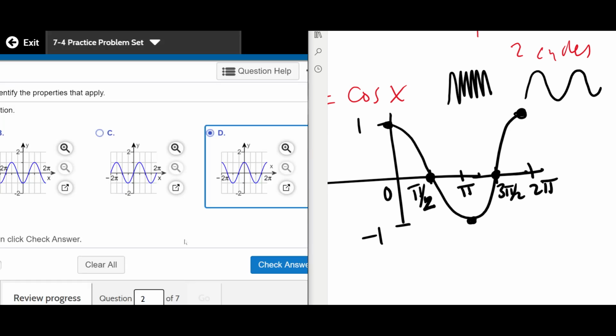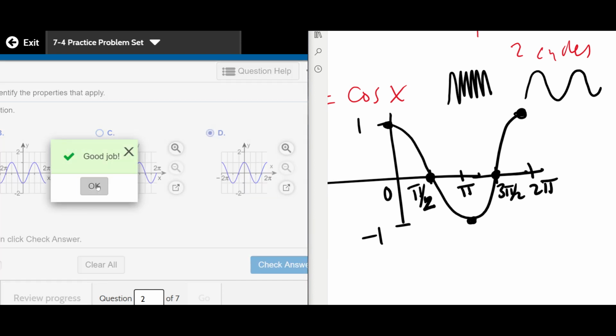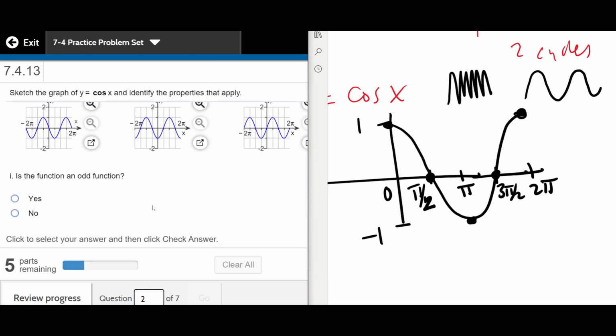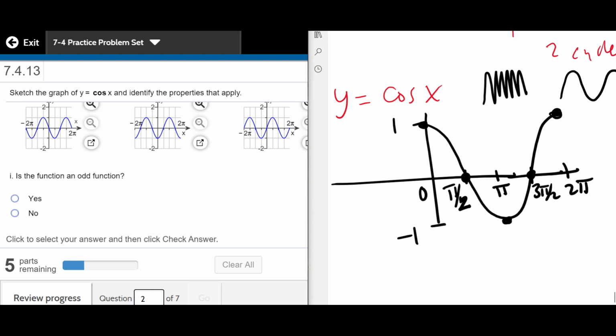All right, let's go back to the problem. So let's check the answer. All right, that's correct. So is this an odd function? The next series of questions will not be on the quiz. There's a lot of questions that they ask you in this particular problem. We'll go over them, of course, but it will not be on the quiz. So you don't have to worry about that, okay?